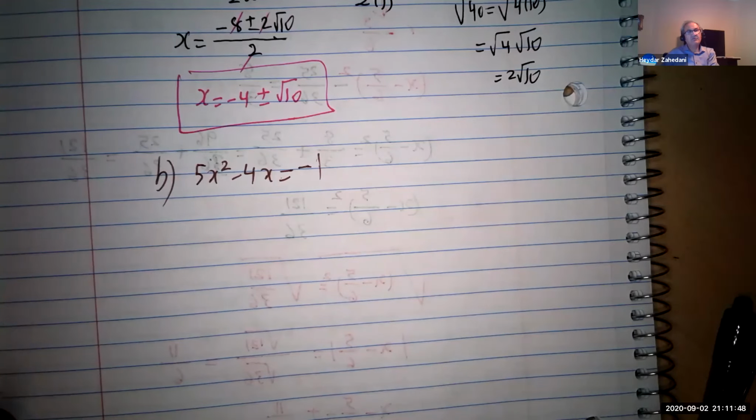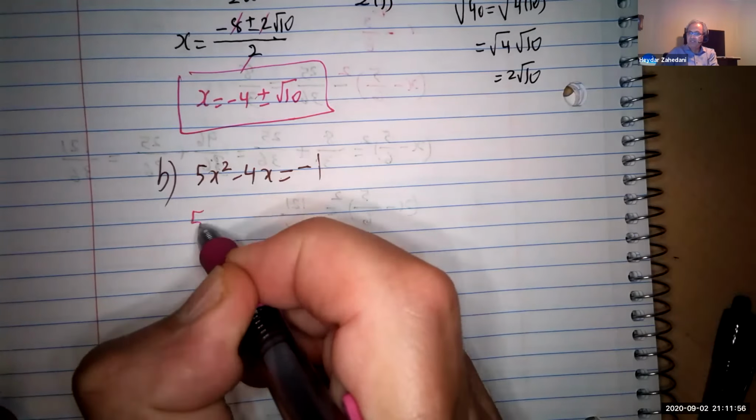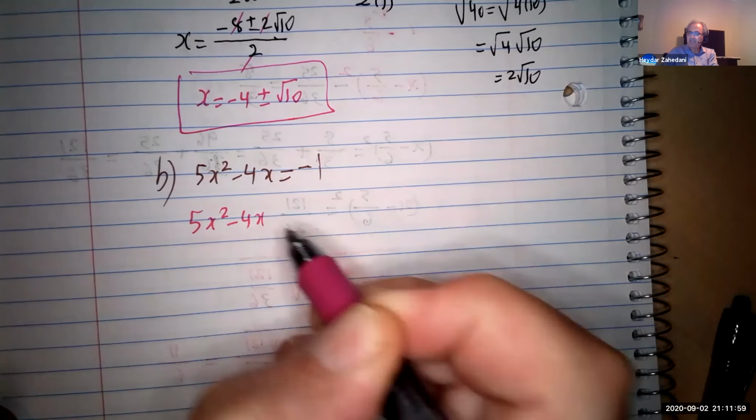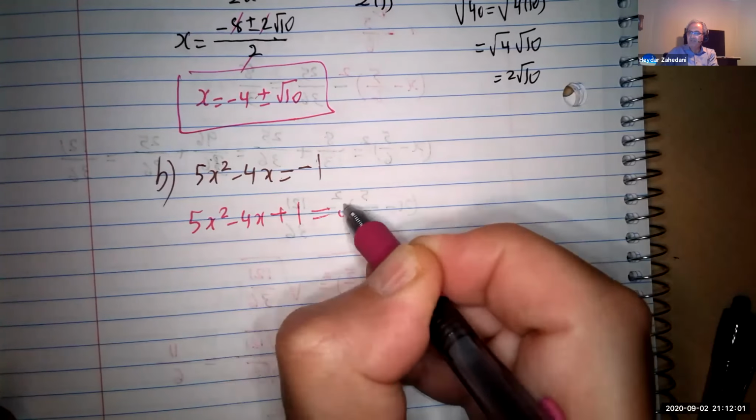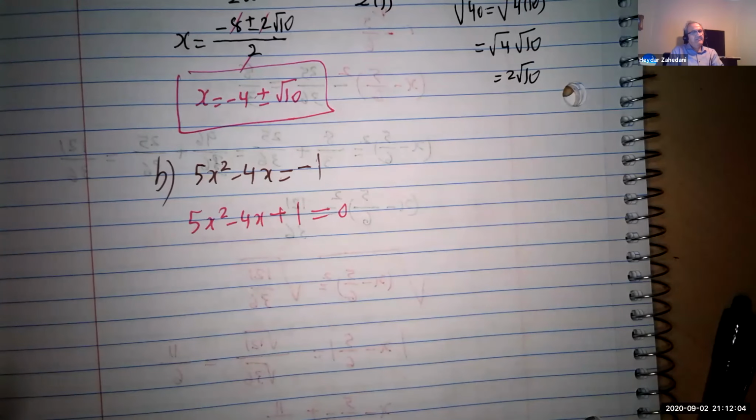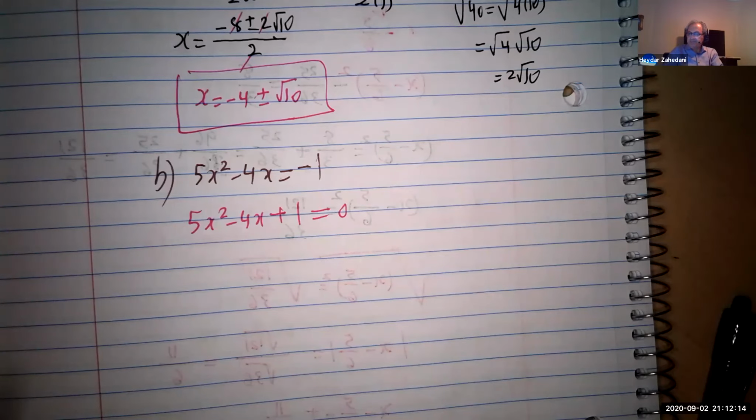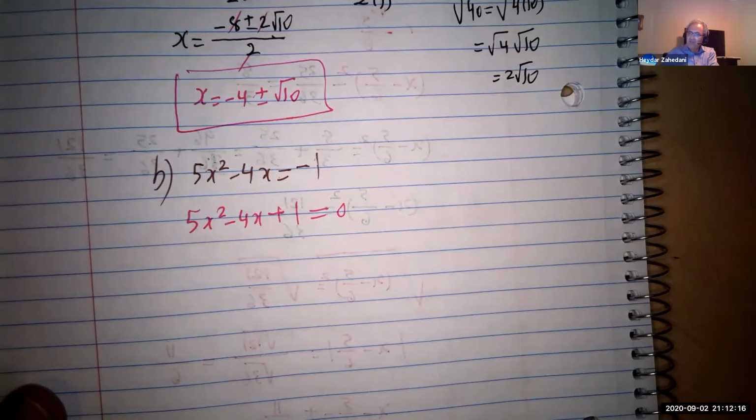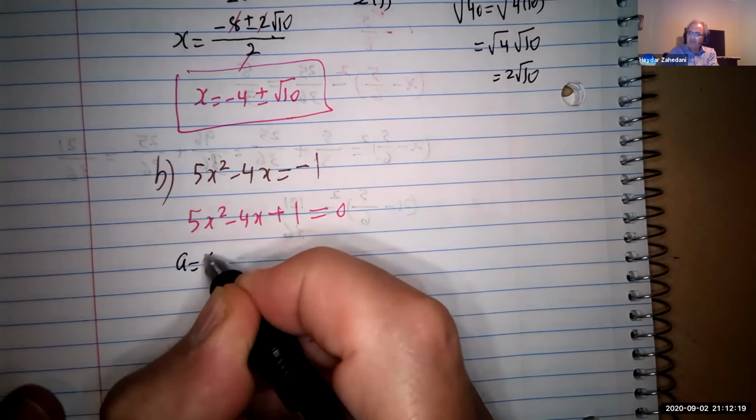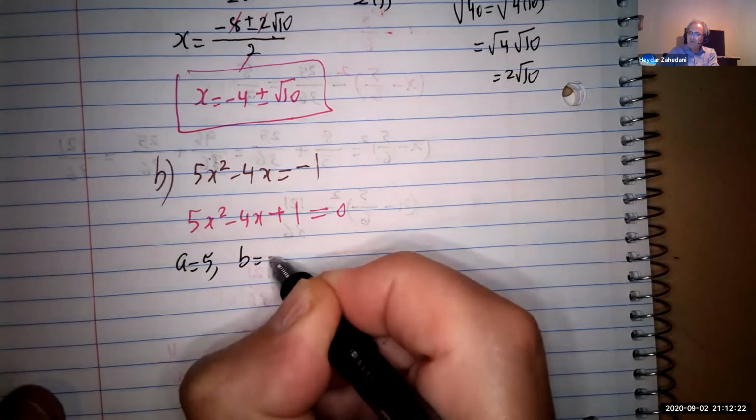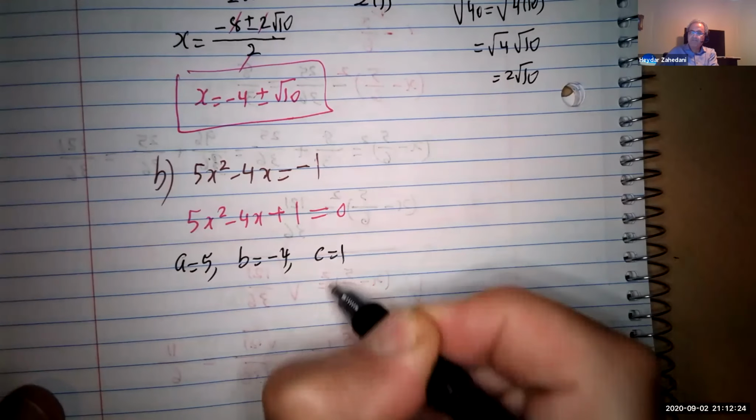The point is you have to move everything to one side, remember, to be able to solve it by quadratic formula. So we rewrite it: 5x squared minus 4x plus 1 equal to 0. Make sure you make it equal to 0. Now quadratic formula again, you cannot factor it, don't try. Let's see what type of solution we have. A is 5, B is negative 4, C is 1.